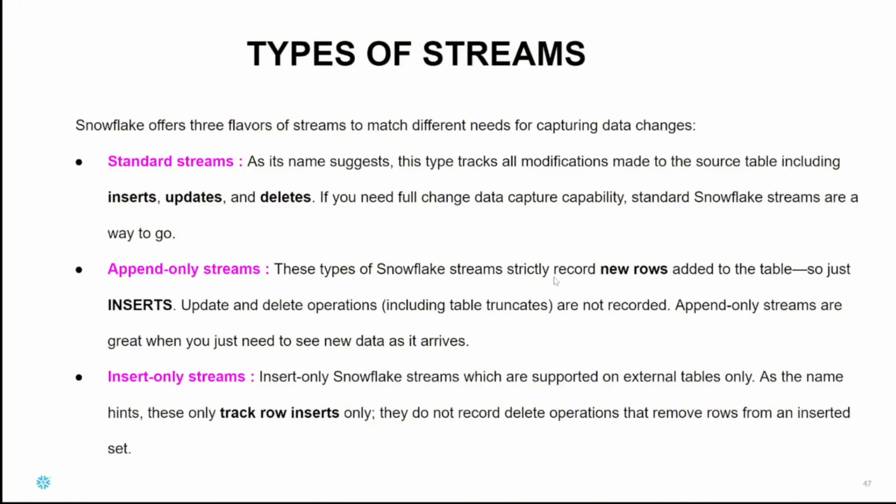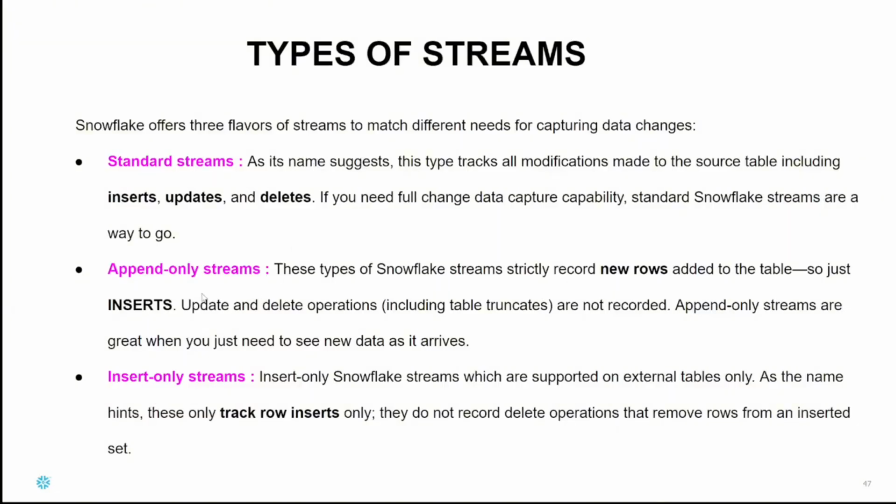Now let's look at the different types of streams we have in Snowflake. Currently, it has three flavors of stream to match different data capturing needs. The first we call a standard stream. As the name suggests, it tracks all modifications to your source table, including any updates, inserts, or deletes. So if you need a pipeline where you want to capture the full change data, then you could deploy a standard stream on top of your source table.